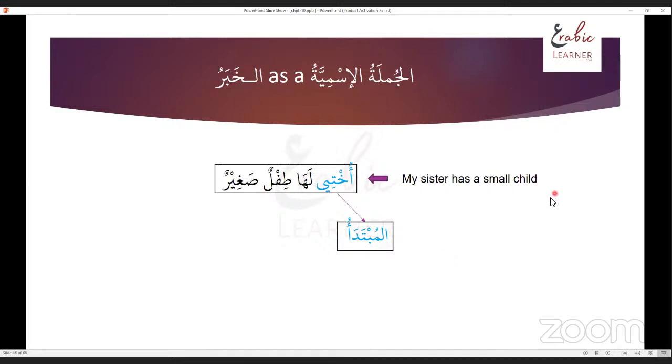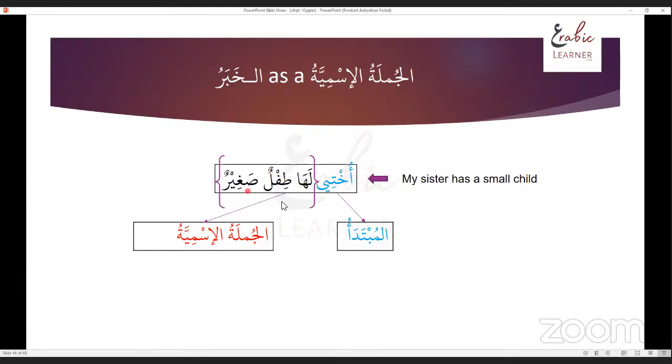Laha tiflun saghirun, will be khabar. This whole thing is what? Jumla Ismiyah. Yes. And what is the meaning of laha tiflun saghirun? This is again mutalik bil khabar muqaddam. So ha has come. So what does it mean? She has a small child. Well done. She has a small child.